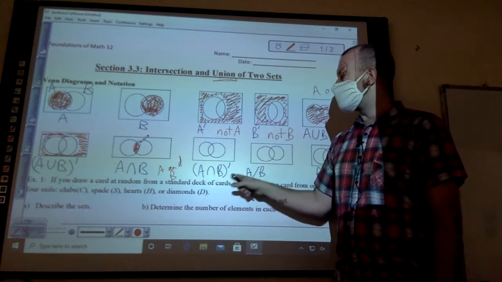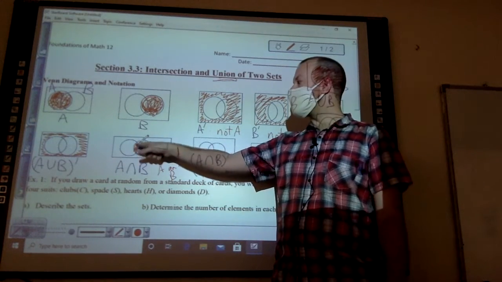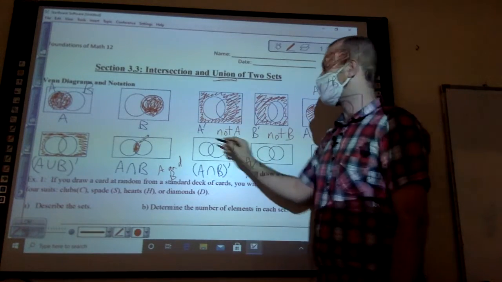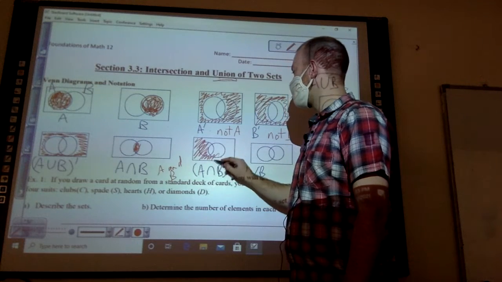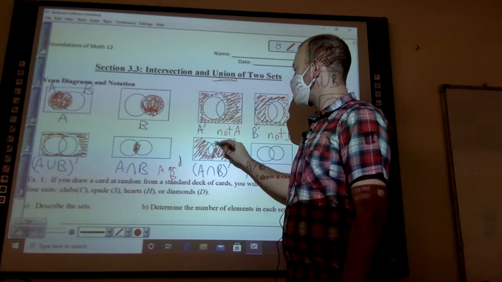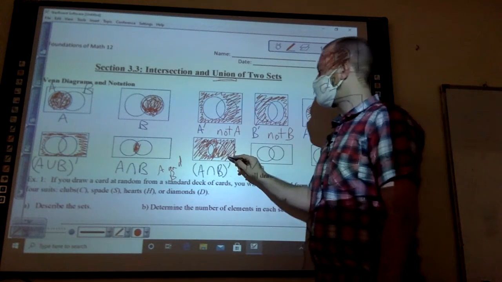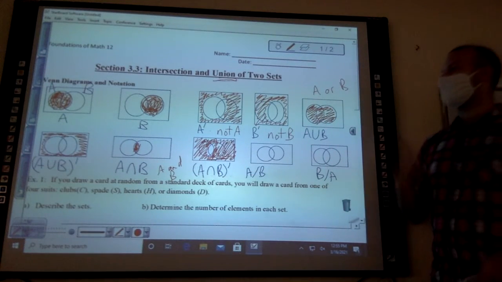Now if I want the complement of that, same thing. If this is A and B, everything outside of that is not A and B. So all of this stuff that's on the outside here, except that center region, would be not A and B.